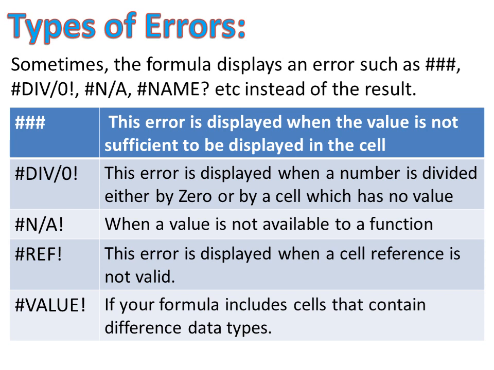Next one is #DIV/0!. This error will be displayed when a number is divided either by 0 or by a cell which has no value. The next error is #N/A, that is not applicable. This error will be displayed when a value is not available to a function. Next error is #REF!, reference. This error is displayed when a cell reference is not valid. And the last common type of error displayed in MS Excel is #VALUE!. This error is displayed if the formula includes cells that contain different types of data.